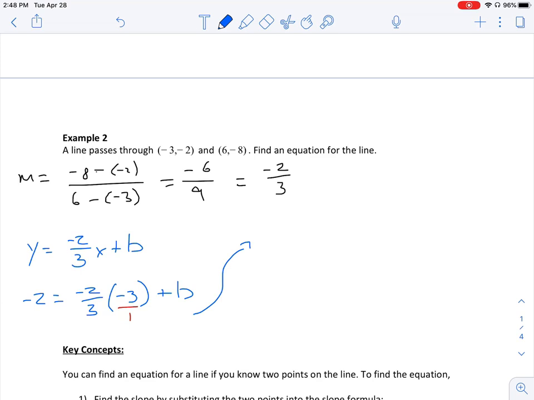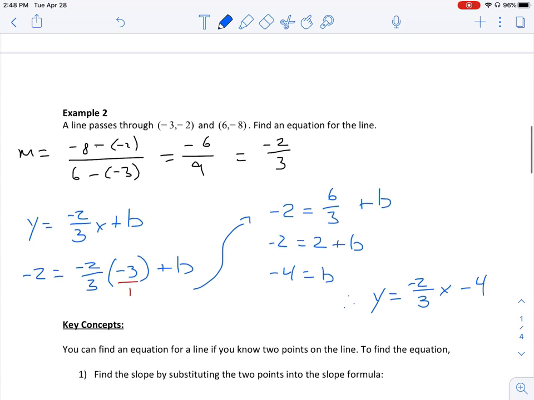which can be simply written as -2 is equal to 6 over 3 plus b. Well, 6 over 3, or 6 divided by 3, is 2. And then -2 minus 2 becomes -4, which is equal to b. So then therefore, the equation of this line is y equals -2 over 3 x minus 4.